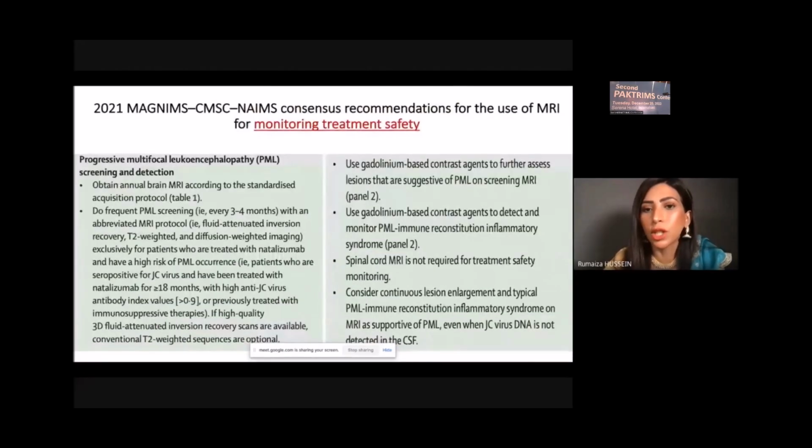Now, again, also for treatment monitoring and safety, such as in Tysabri or natalizumab, looking for PML is also one of the indications to use the MRI. Obtain the annual MRI according to the standardized protocol, and do frequent PML screening every 3 to 4 months with an abbreviated MRI protocol, which is the FLAIR, T2, and diffusion weighted images, exclusively for patients who are treated with natalizumab and have a high risk of PML occurrence, like a seropositive JC virus.